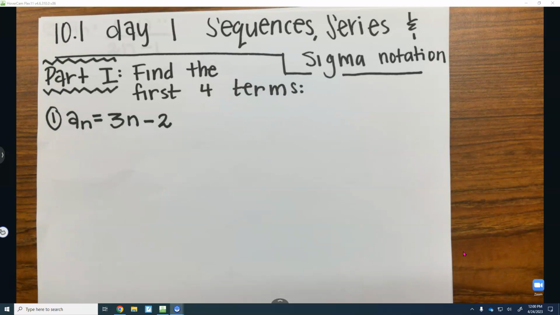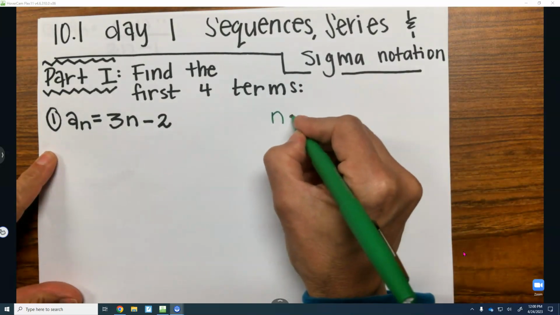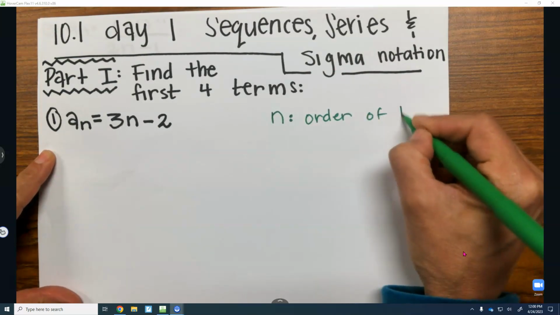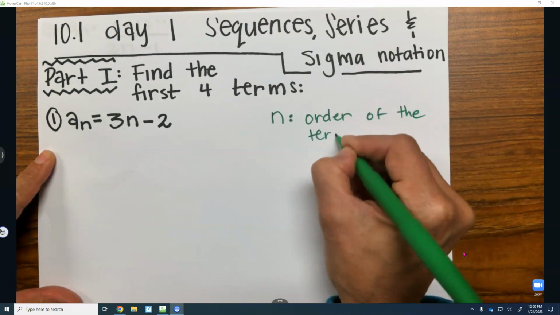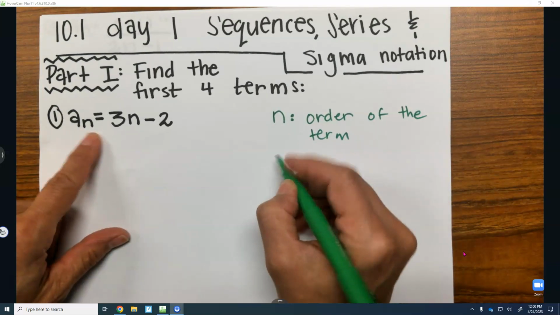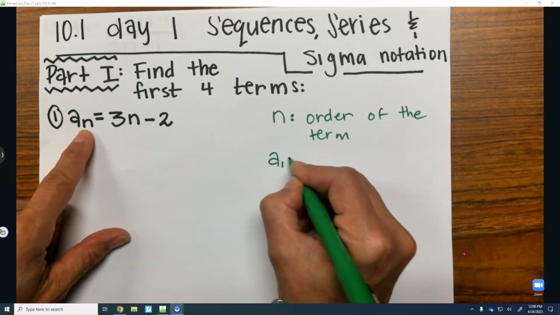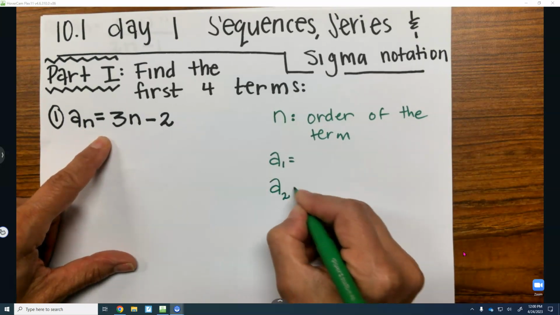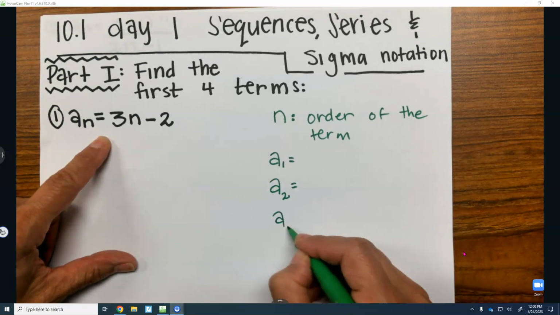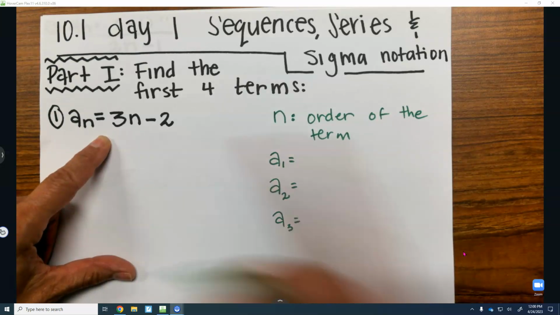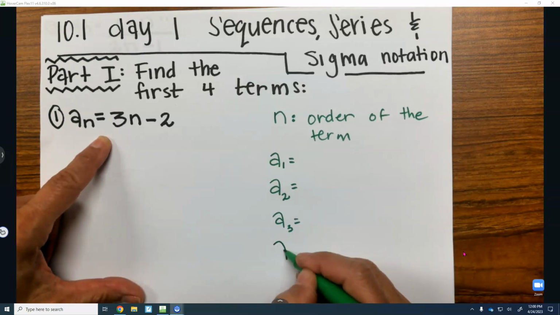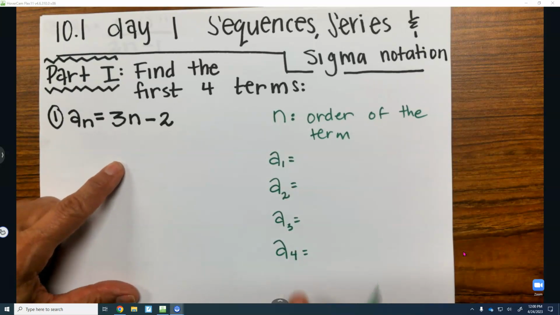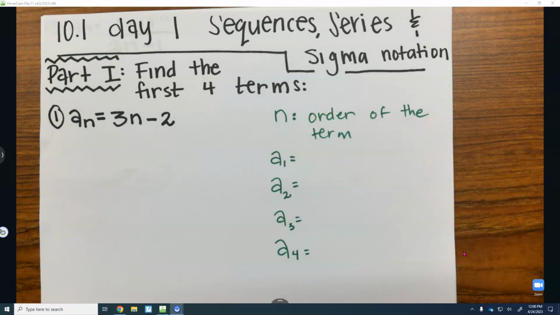All right, so here's how this works. The letter N is the order of the term. So this says A sub n. A sub 1 is the first term. A sub 2 is the second term. A sub 3 is the third term. And we're finding the first 4 terms, so I need an A sub 4. And these little subscripts just go in for the letter N. And you just do your order of operations.